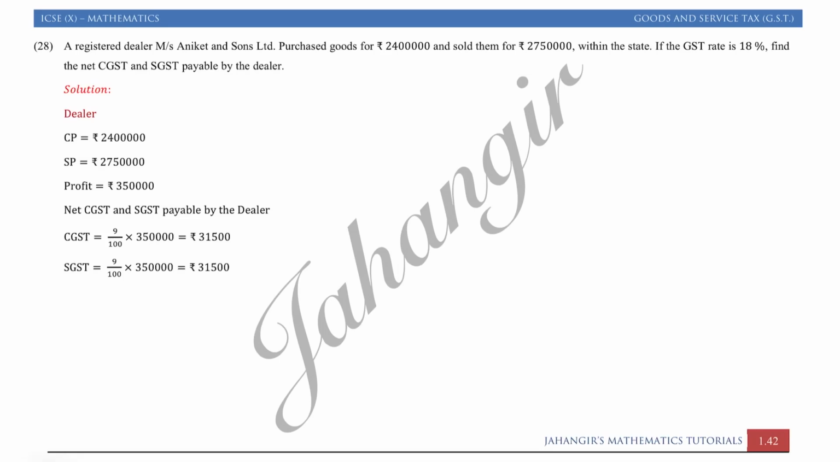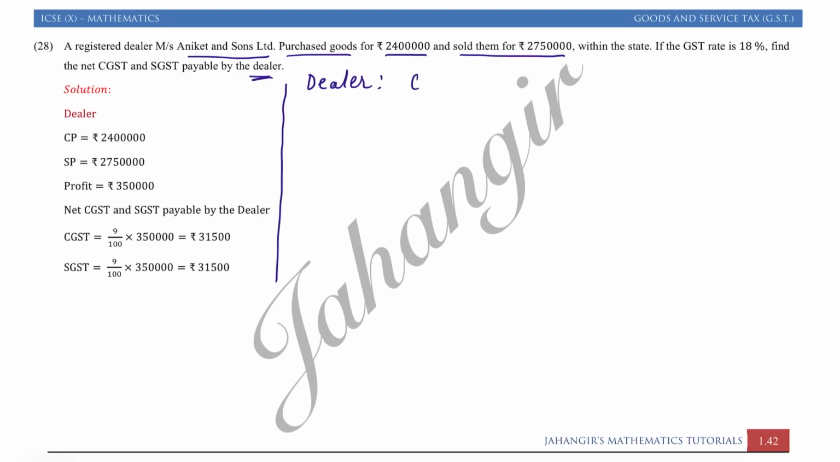Question number 28. A registered dealer Ankit and Son Private Limited purchased the goods for rupees 24 lakh and sold them for rupees 27 lakh 50,000 within the state. If GST rate is 18%, find net GST and net CGST and SGST payable by the dealer. So here we have to just find CGST and SGST payable by the dealer. So what I will do, I will find the profit of dealer.